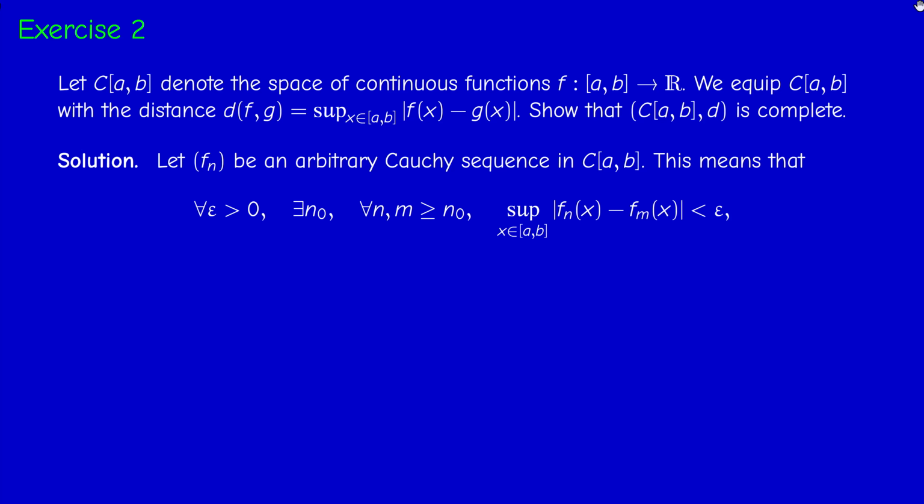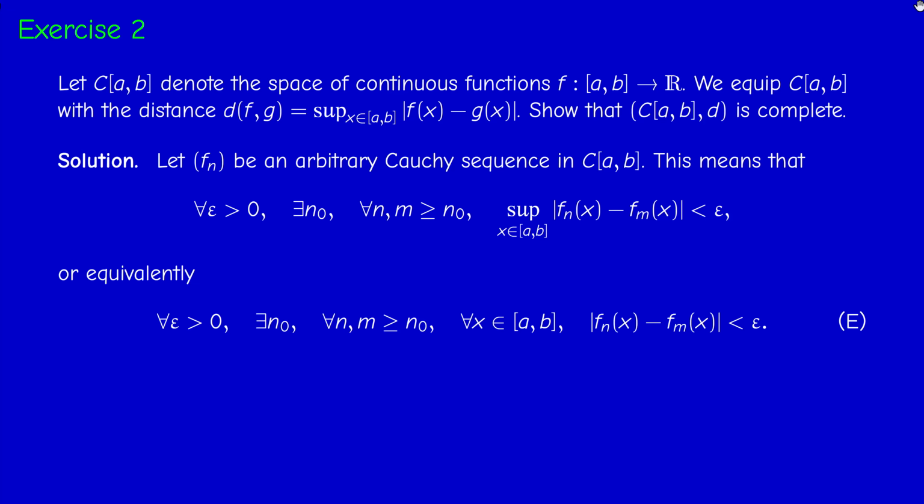For every epsilon positive, there exists a certain rank starting from which the supremum, or the maximum in this case, because we know that a continuous function on a compact set achieves its supremum. So the supremum of Fn of x minus Fm of x is less than epsilon, or equivalently, for every epsilon positive, there exists a certain rank starting from which Fn of x minus Fm of x is less than epsilon for every x in AB.